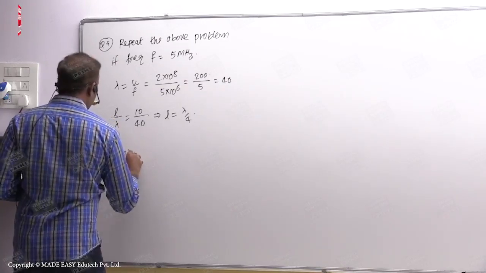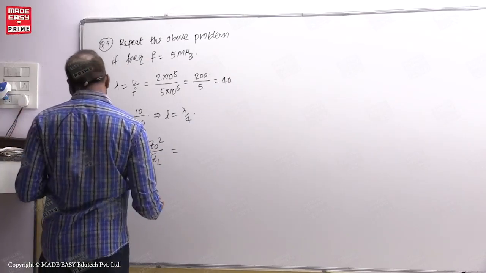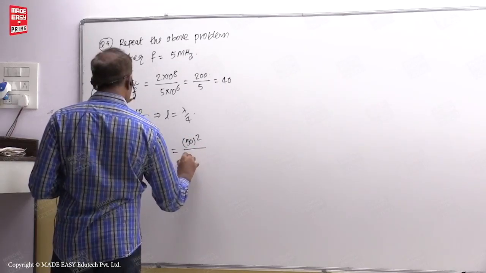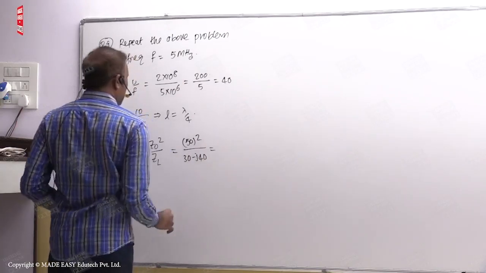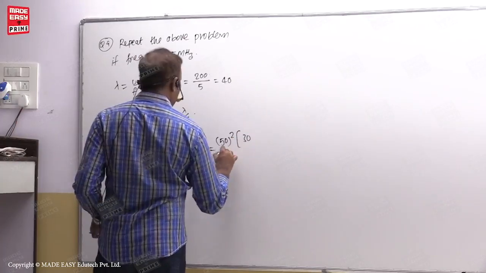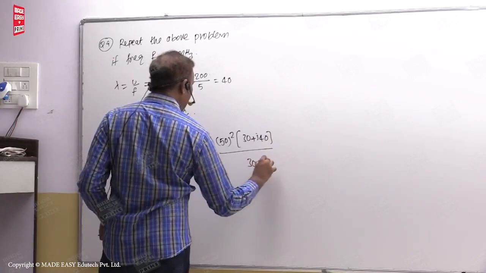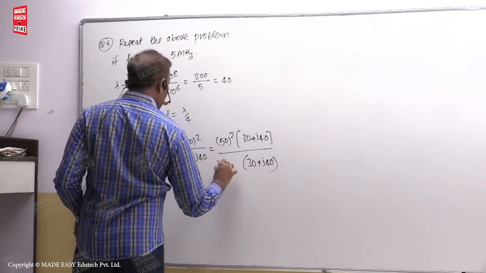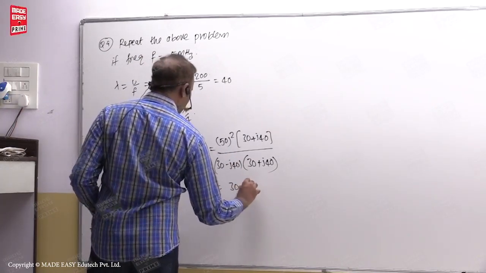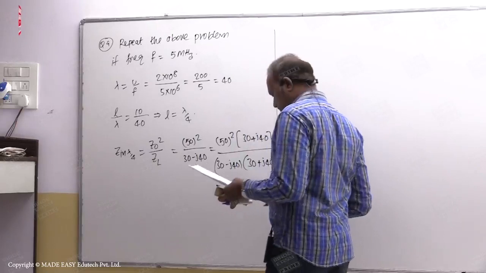Now Zin of lambda by 4 is equal to Z0 square by ZL. In the previous question, characteristic impedance is given as 50, so 50 square divided by ZL, which is 30 minus J40. So this is equal to 50 square times 30 plus J40, divided by 30 plus J40 times 30 minus J40. So ultimately you get 30 plus J40, students, after calculating this. So option is A. Okay.